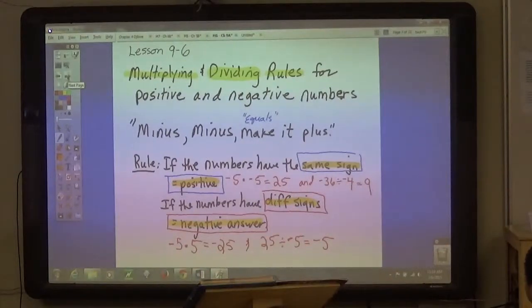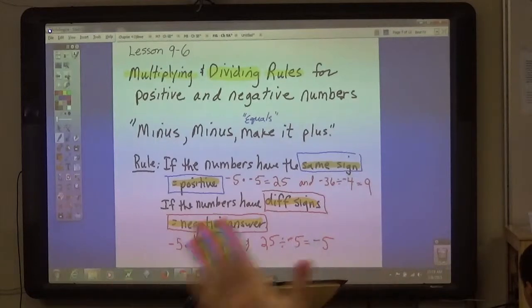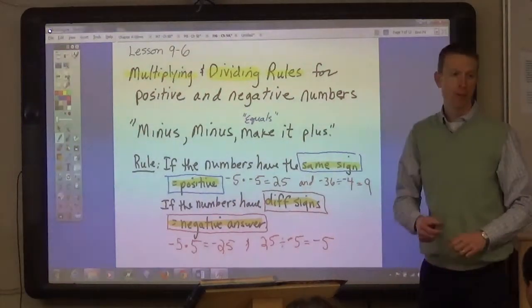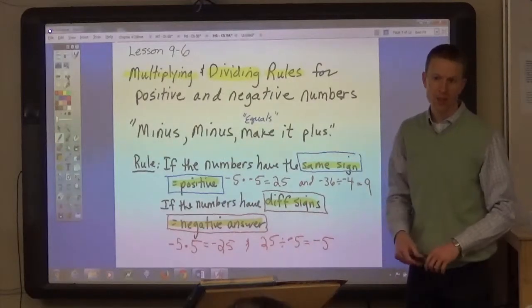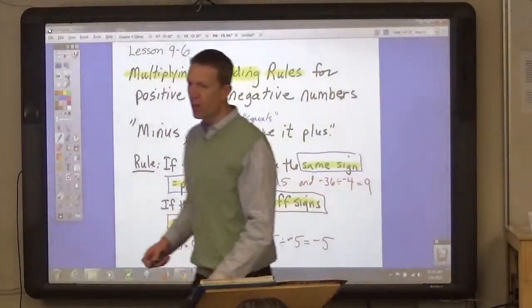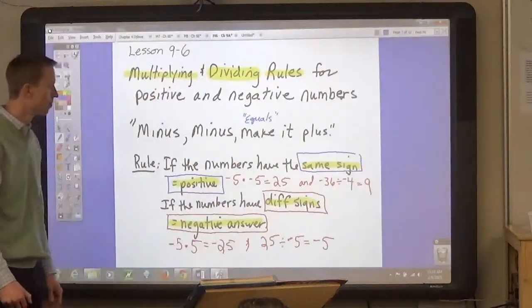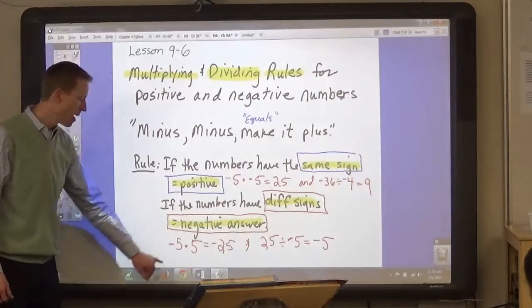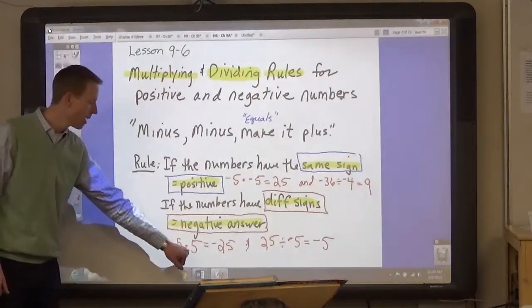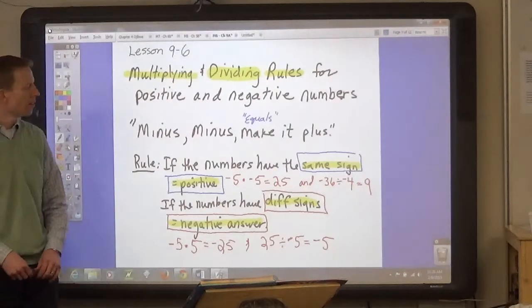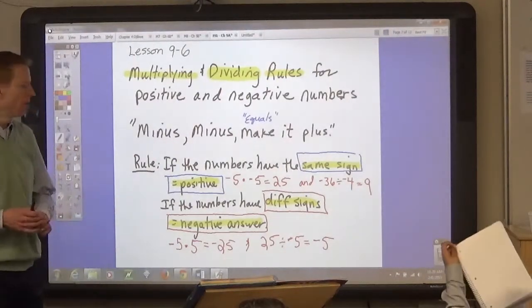Alright, today we're going to talk about multiplying integers. That means multiplying positive and negative numbers. Now, we've been multiplying positive numbers since 3rd grade, so we're not going to spend any time on that. But what if one of the numbers is negative? What if we have numbers like negative 5 times positive 5? Well, there are simple rules to remember.